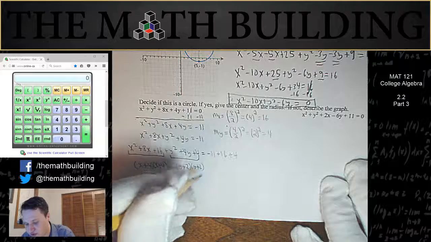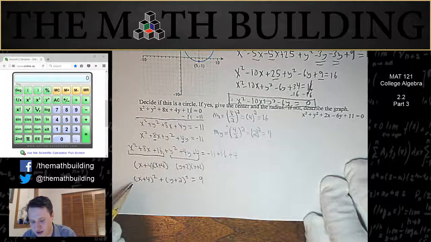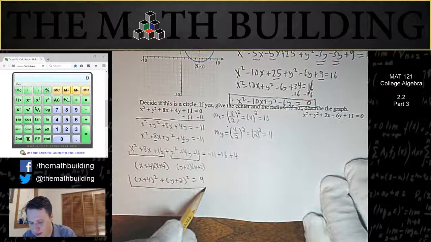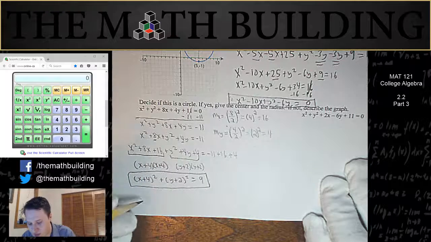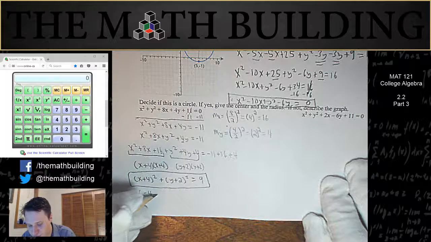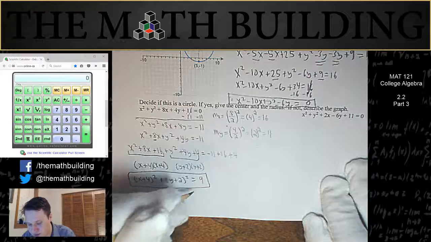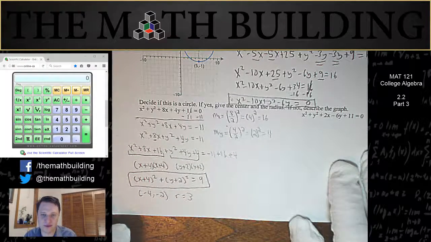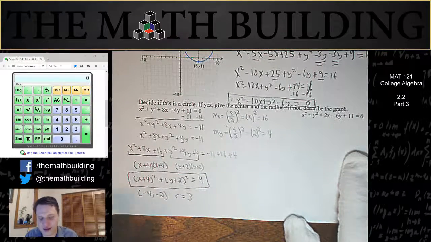16 plus 4 is 20. 20 take away 11 is 9. So we see here that we have a circle graph, the center of which is negative 4, negative 2. The radius is the square root of 9, which is 3. Fantastic. So that's how you do it.